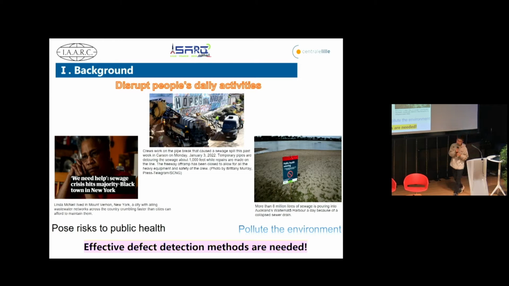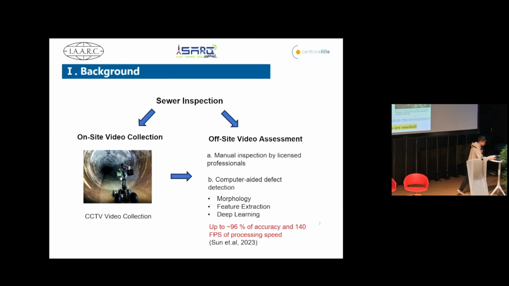So why do we care about sewer systems? Sewer systems are critical infrastructure that, if not properly maintained, will pose risks to public health, disrupt people's daily activities, and pollute the environment. Currently, sewer inspection involves collecting CCTV footage, which is manually inspected by professionals or aided by computer algorithms. Among those, deep learning-based detection models have been increasingly used due to their superior performance.